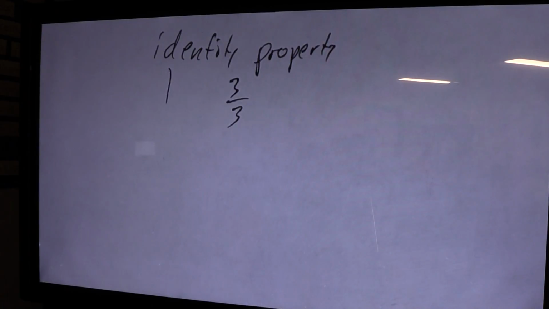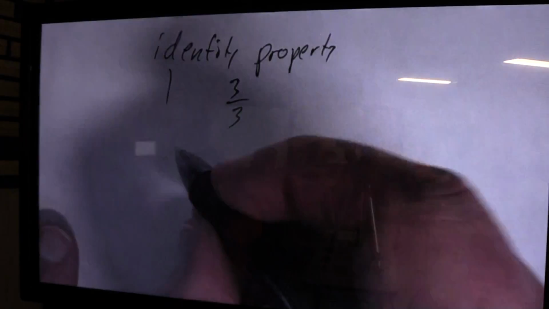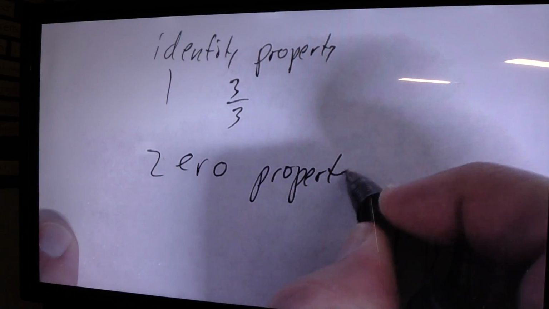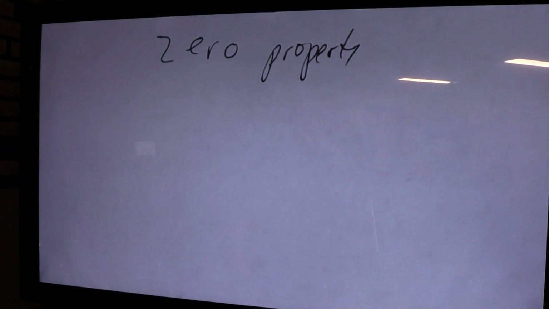Okay, and let's talk about another property. It's called the zero property of multiplication. With the zero property, any time you multiply a factor by 0, your product will be 0. Sometimes, though, kids will look at an expression, see that times 0, and automatically assume that the whole expression is 0. I'll show you an example.